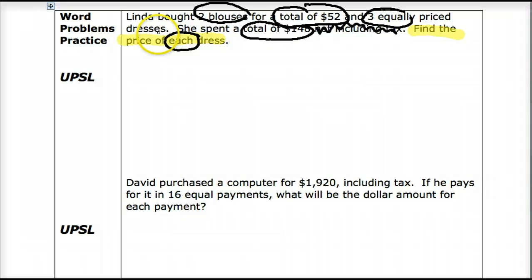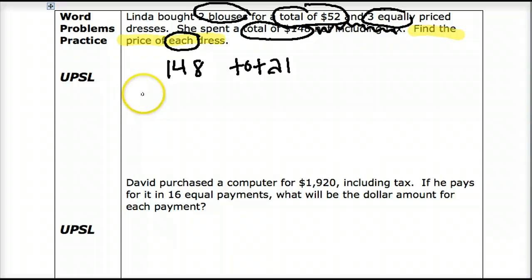So the first thing we need to do is take our total amount, $148, and I'm going to label it so that I remember what this number stands for. And we need to take away the amount that the blouses cost because we're not solving for the blouses. So in this case, we are going to take away the $52 that she spent on the blouses. And we're going to label it.